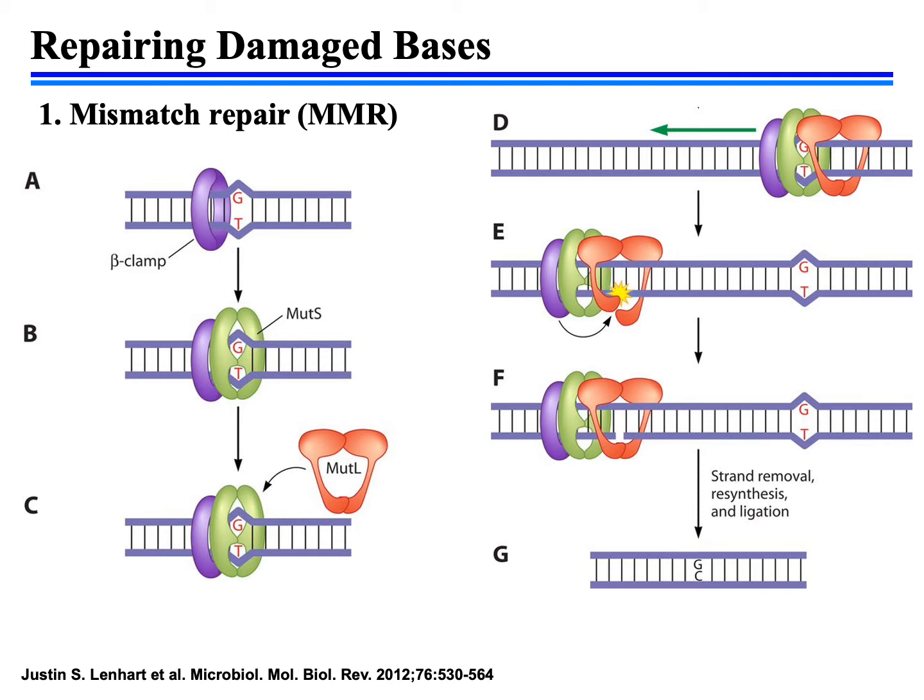So essentially what's happening in this mechanism, to summarize it, is a mismatch is recognized, then a piece of the newly synthesized DNA is cut out where the mismatch occurs. The gap that's left behind is filled in with new DNA, and hopefully this time no mismatch will take place.